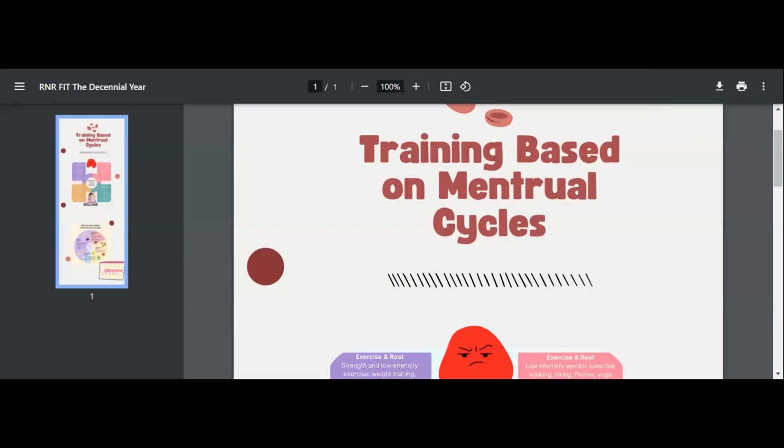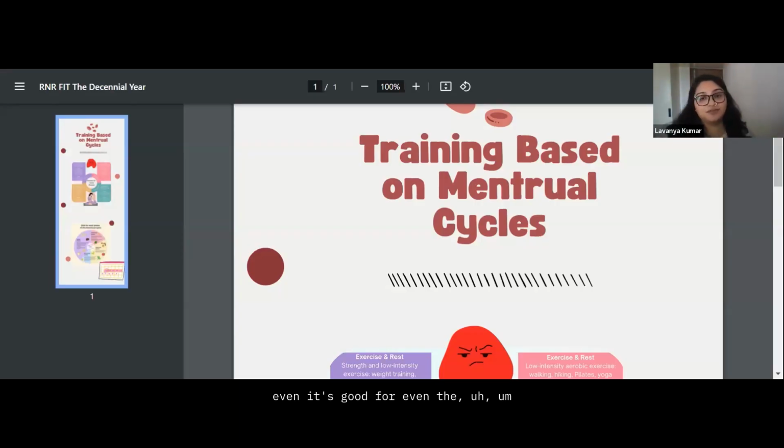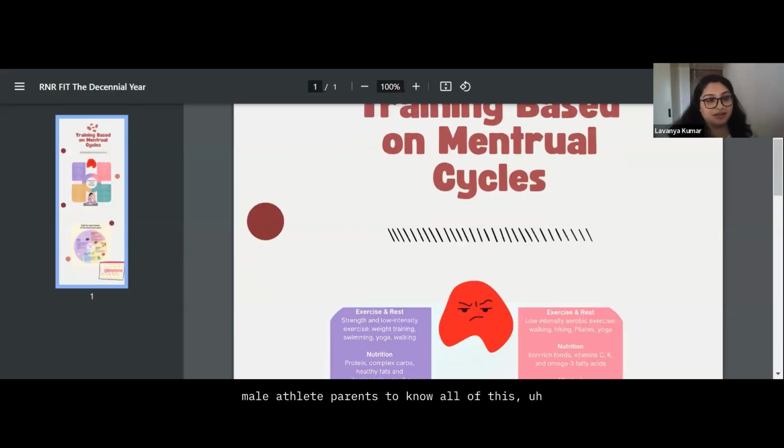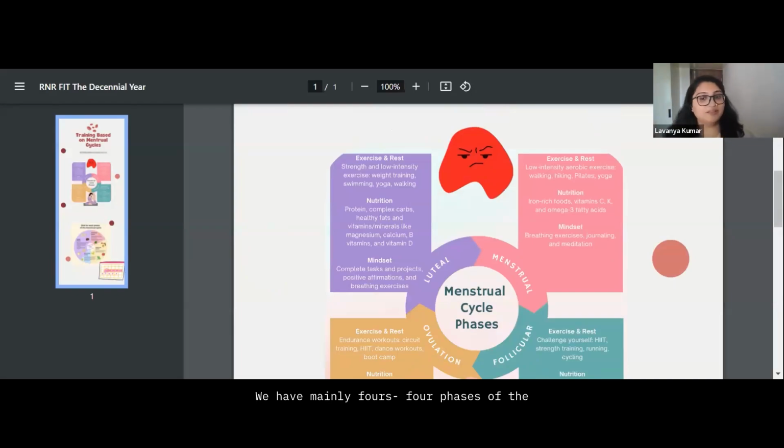Sure. Thank you. So now we'll speak about the training during the menstrual cycle. Beautiful topic, because the majority of our athletes are females, but to a large extent it's good for even the male athletes' parents to know all of this, so that they can be supported during training too. So what happens during a menstrual cycle? We have mainly four phases of the cycle, and this is not just for athletes. This is even for all the female caregivers within the team that can take all the notes here.